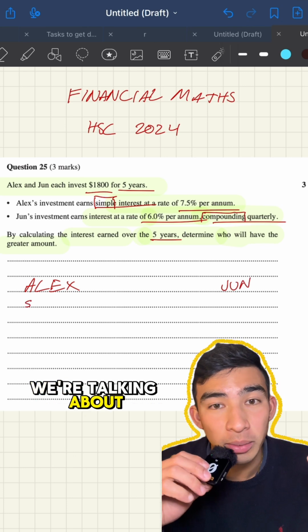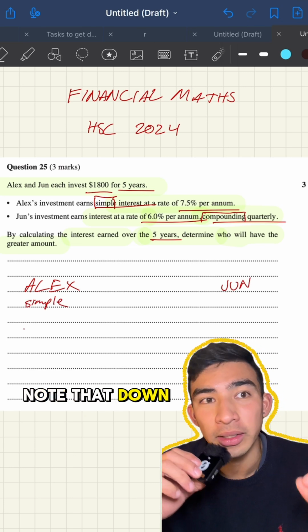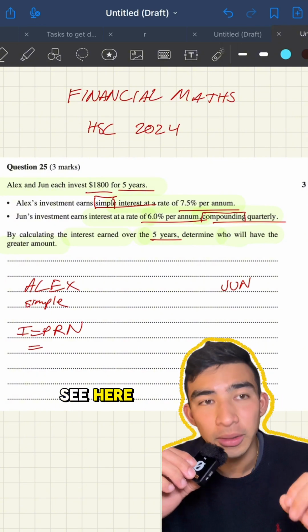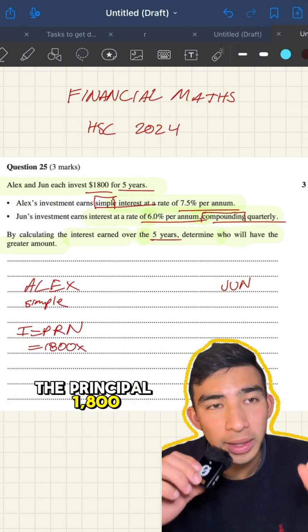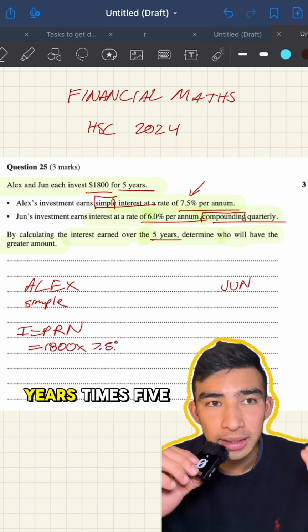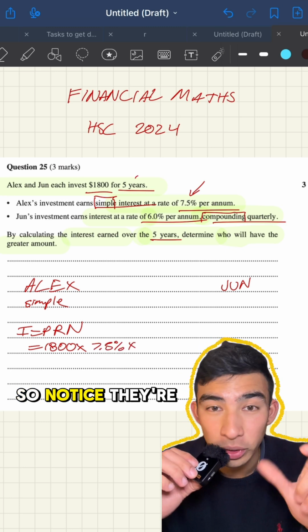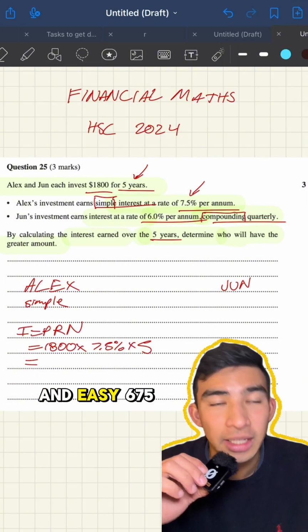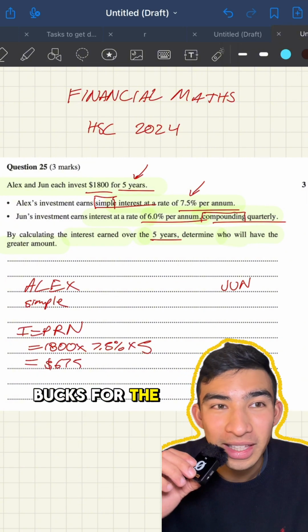For Alex, we're talking about simple interest, so we're going to note that down. The simple interest formula is I equals PRN, as you can see here. So we're going to do P, the principal, 1,800, times 7.5%, the rate, times the years, 5 years. So notice they're both in years as well. That's very important. Chuck this in the calculator, nice and easy, $675 for the interest.